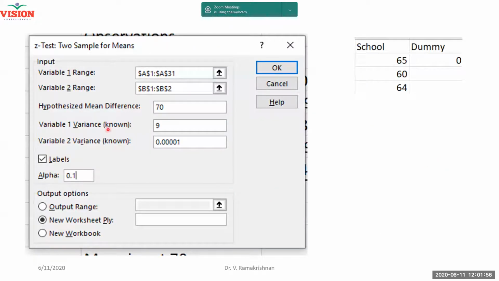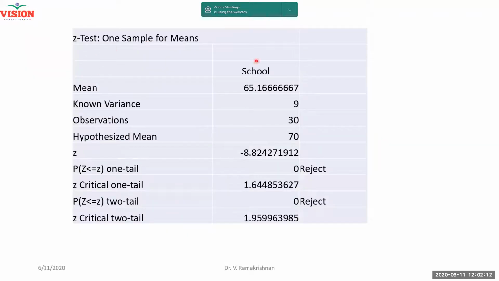Now what I do is I go to Excel and take this range, and I have a dummy range, and put these values and get the results. The result I get is like this. What does this say? The mean of the sample is 65. Observations 30. The known variance which I have given is 9. And the Z value is minus 0.8. You know what is minus 0.8? Therefore, the P value is less than 0.05.